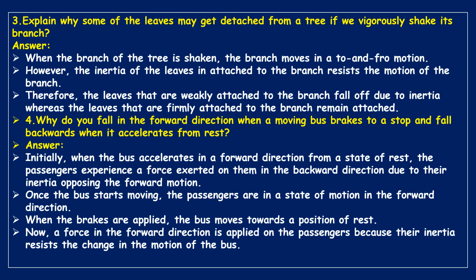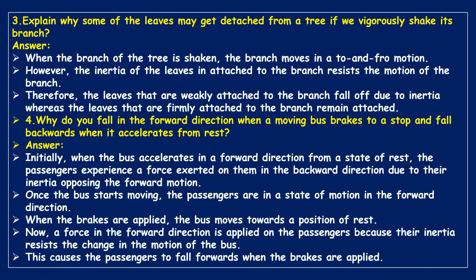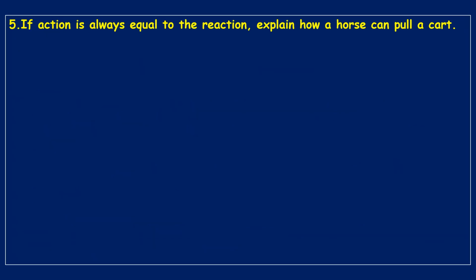That means passengers are at rest, and the passenger's body likes to continue in its rest position. Suddenly, when the bus moves in the forward direction, the body resists that forward direction. That's why it bends backwards, and vice versa in the other case. Right? This causes the passengers to fall forward when the brakes are applied. Opposite forces acting here. Clear? We'll go to the next question.